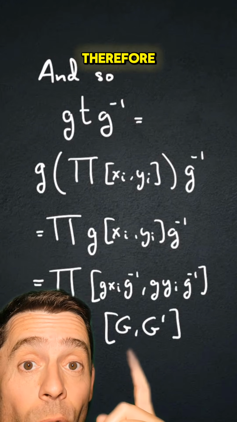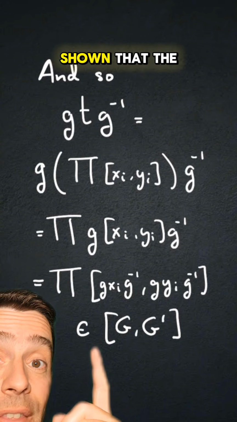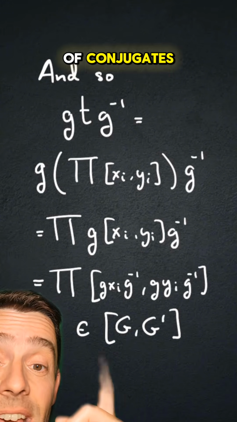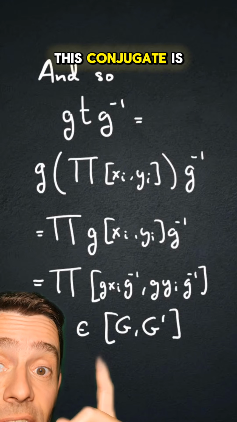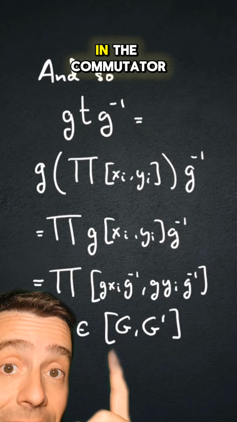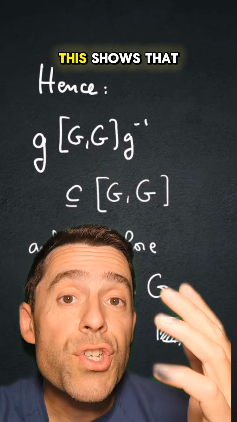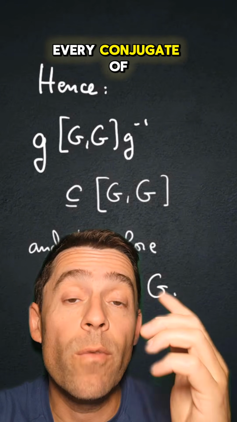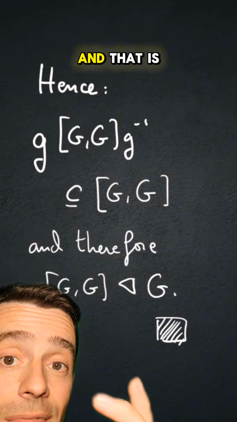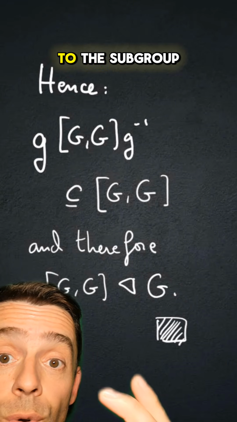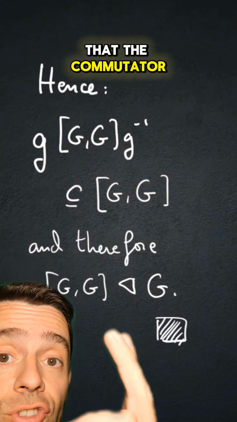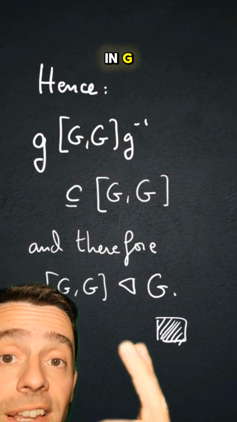And therefore, because we have shown that the conjugate of a commutator element is a commutator of conjugates, that means that this conjugate is also a product of commutator elements, and therefore it's in the commutator subgroup. This shows that every conjugate of the commutator subgroup is contained in the commutator subgroup. And that is an equivalent condition to the subgroup being normal, and therefore we have proved that the commutator subgroup is normal in G, as we wanted to prove.